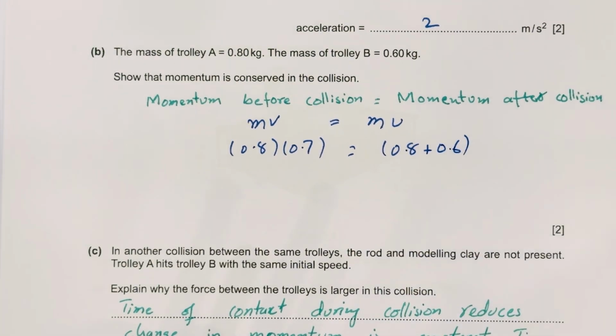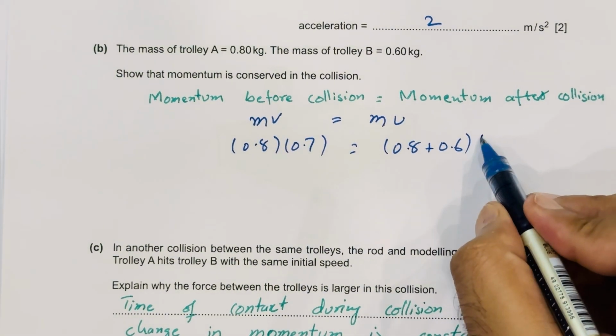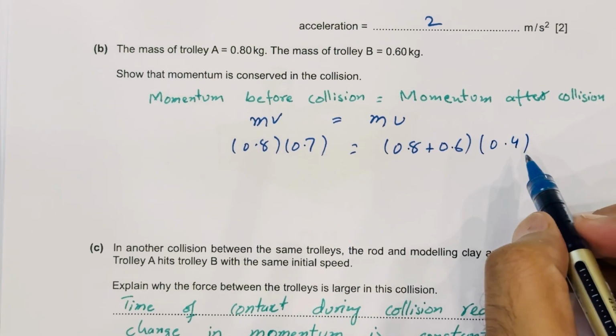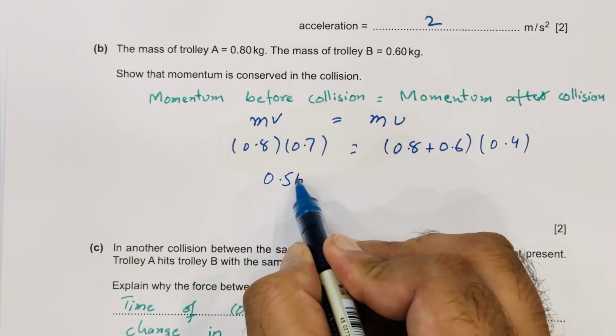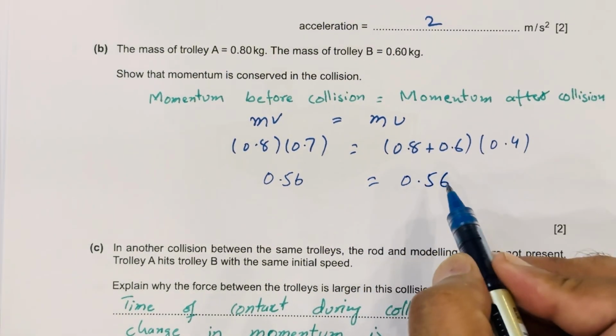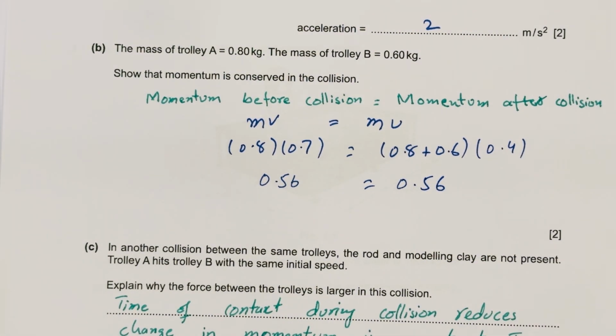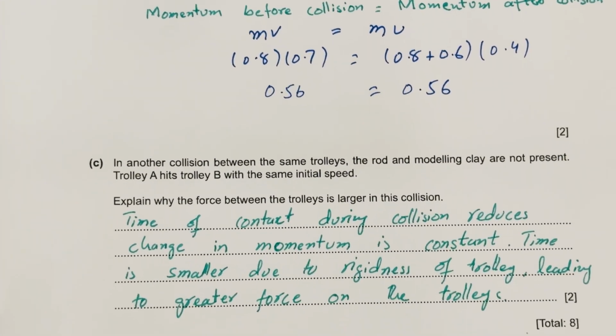Why did we add after the collision? Because both masses are going to add up, as they are moving in the same direction, and the velocity would be 0.4. So we can see that this answer would be 0.56 and this answer would also be 0.56. So it shows that momentum of the system is conserved. It is clearly shown by the mathematical calculation.